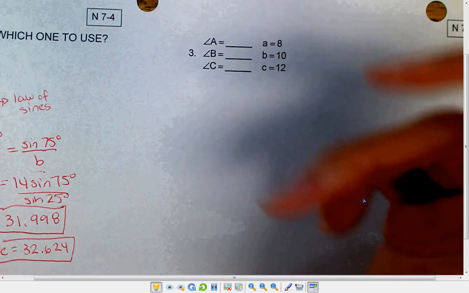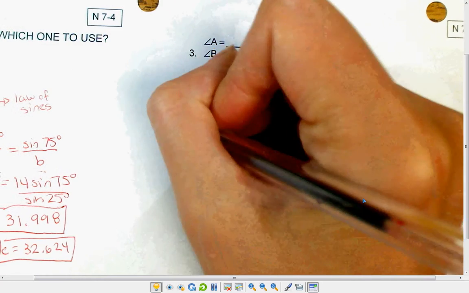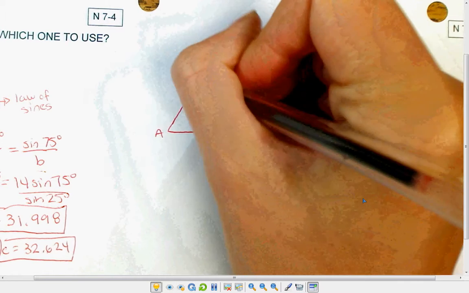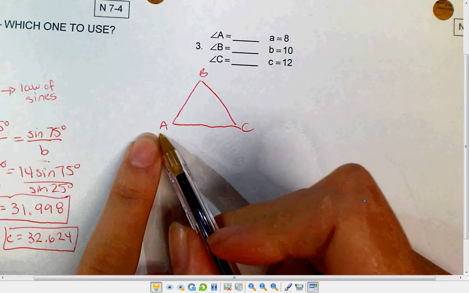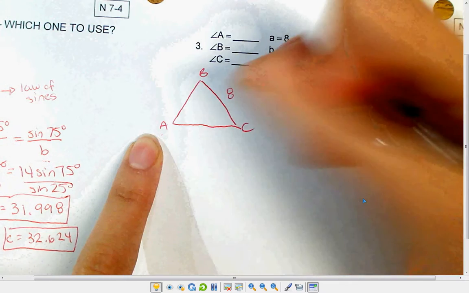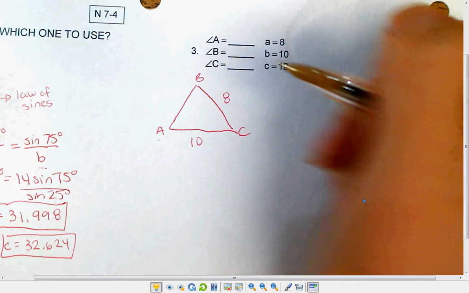Okay, let's look at our last problem. So for problem number 3, here's my A, B, and C. This time we have all the sides. So side A is 8, side B 10, side C 12.